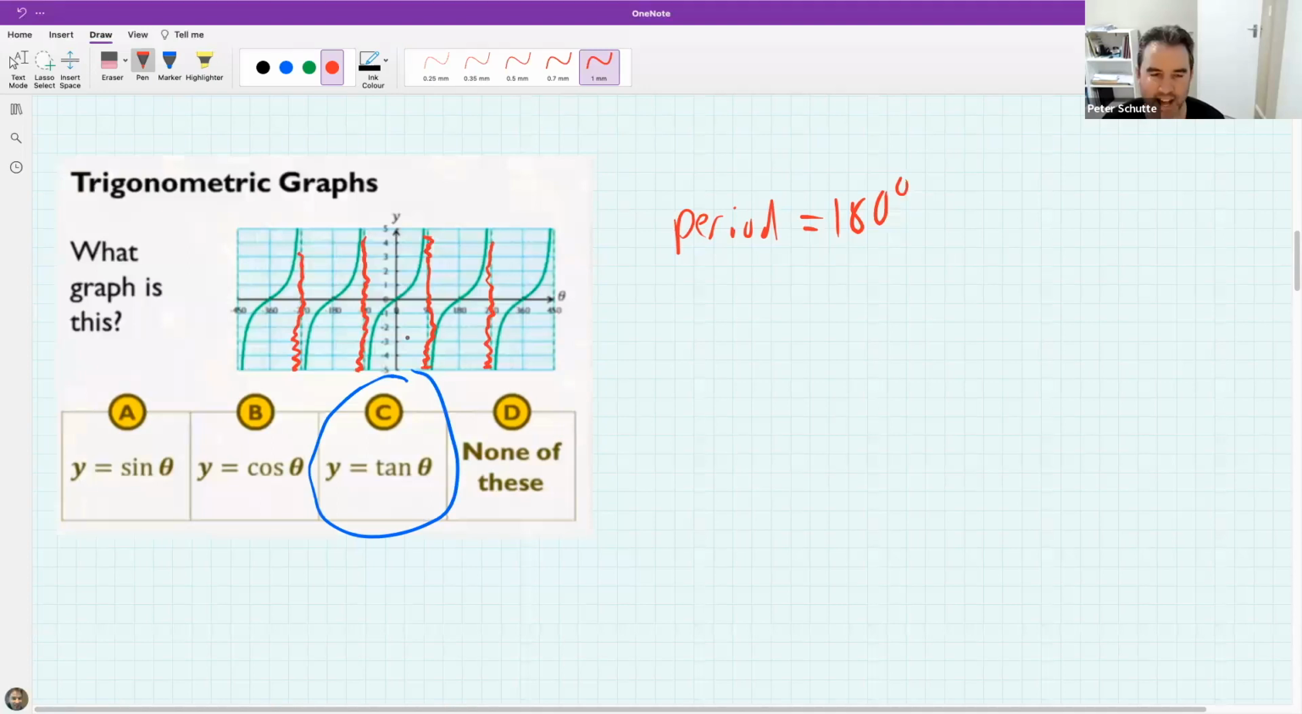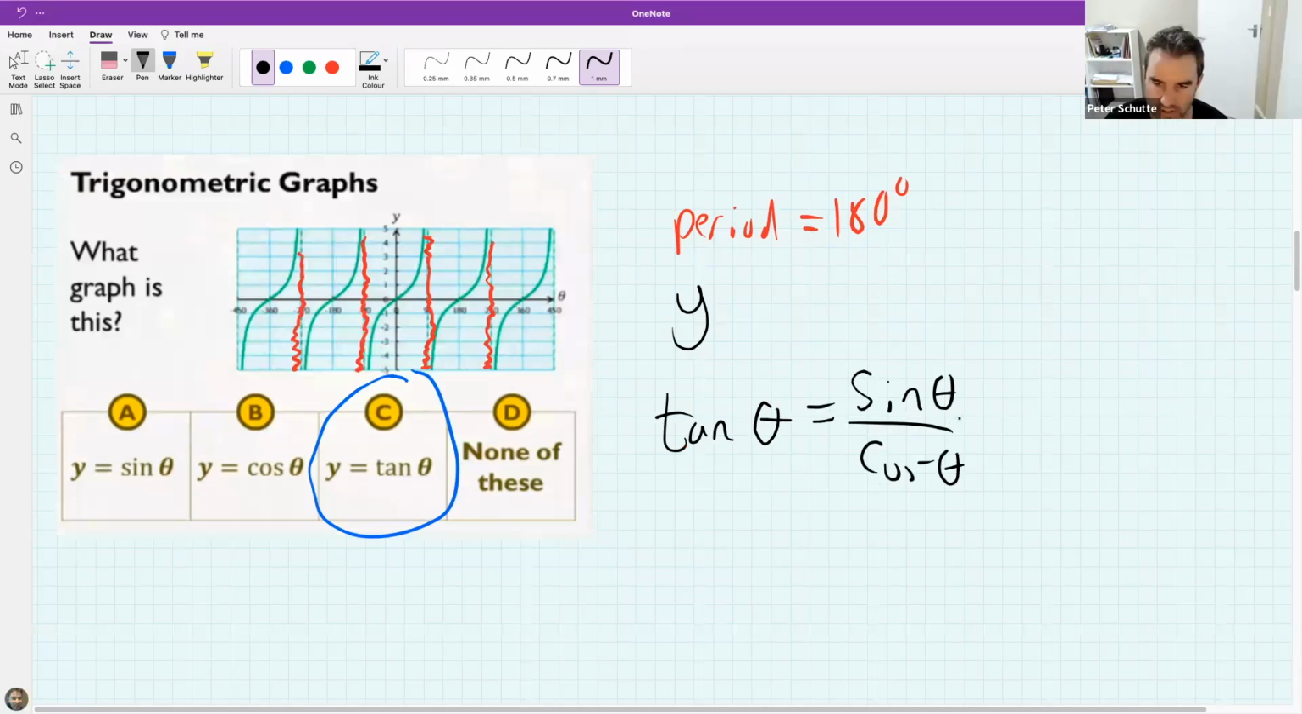And part of the reason tan has this funky shape is because if we think back to trigonometry earlier in the year, we know that the tan of theta is actually the sine of theta over the cos of theta. There's an identity. And so that's part of the reason why it looks a bit different, and that's because it's made up of sine and cos.